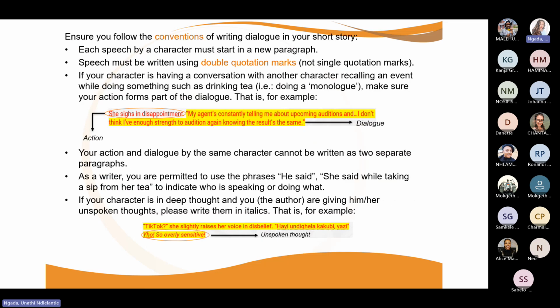And another thing, please ensure that you follow the conventions of the short story, right? Which is that each speech, when a character starts speaking, immediately has to start in a new paragraph.